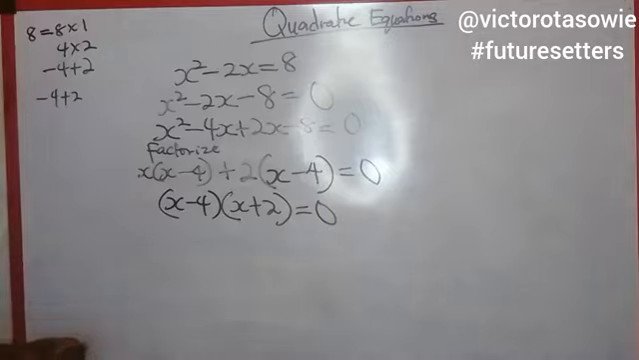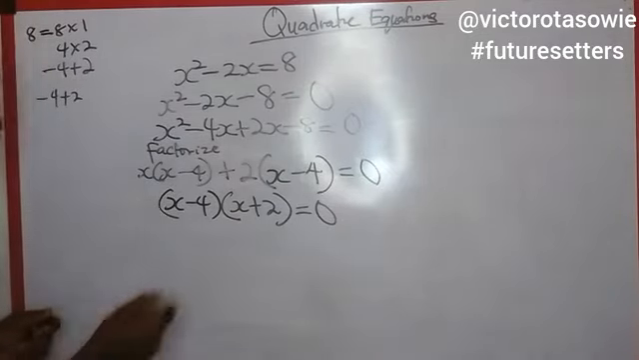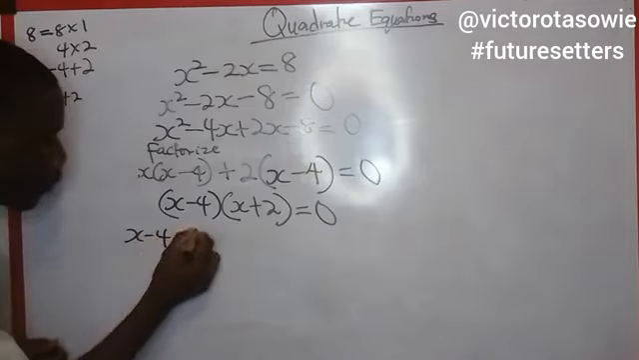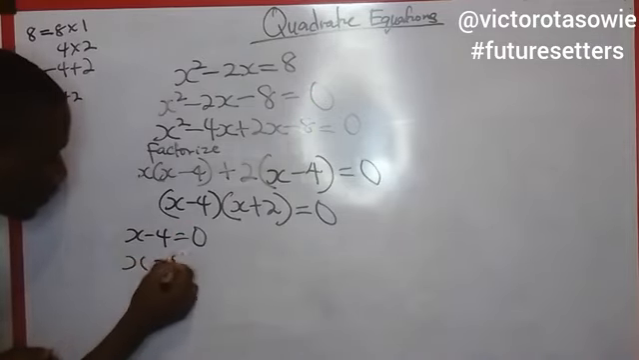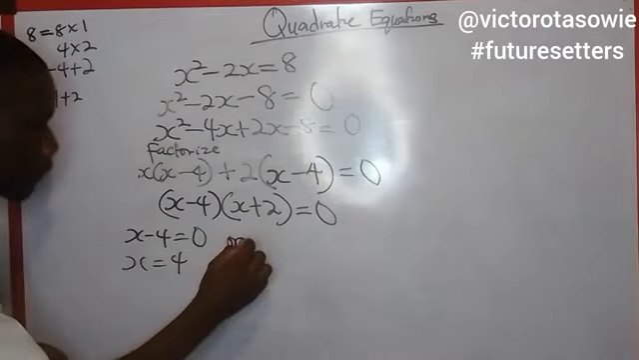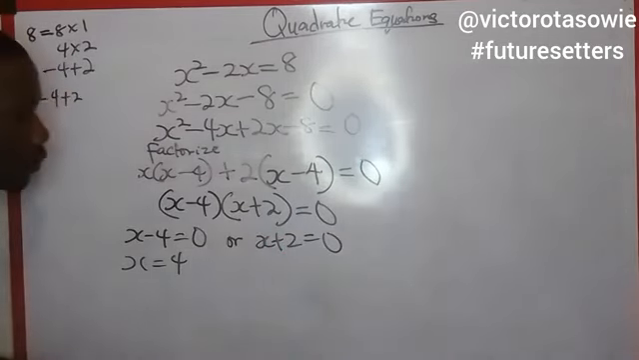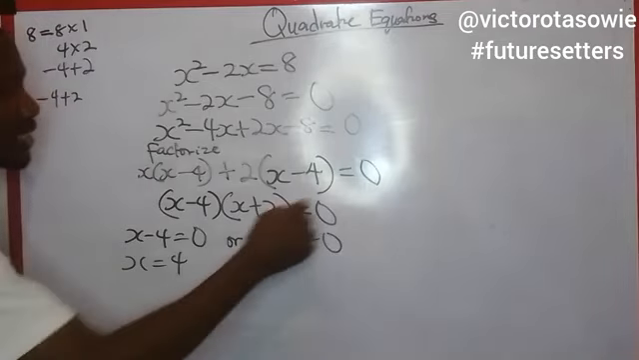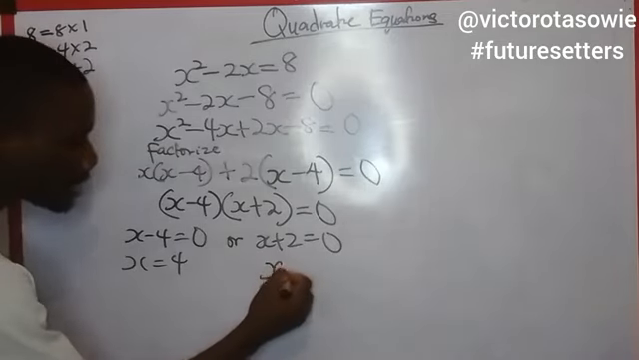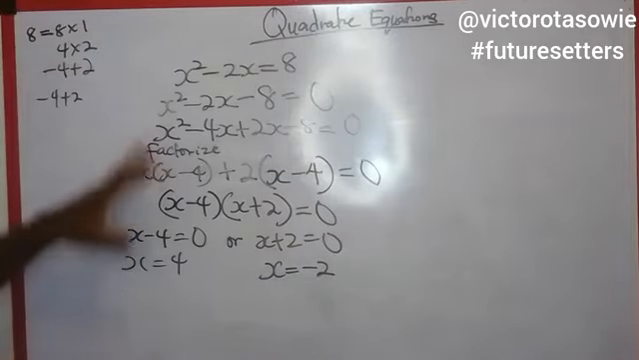Now, the last part, which I always tell my student, you equate the bracket to 0. You have x minus 4 equal to 0. So meaning that x equal to 4, because minus 4 coming to the other side will become plus 4. Or you have x plus 2 equal to 0. Now, if x plus 2 equal to 0, you are going to take this 2 to the other side, becoming minus 2. So x equal to minus 2. So there are two ways. Ensure that you equate the bracket.